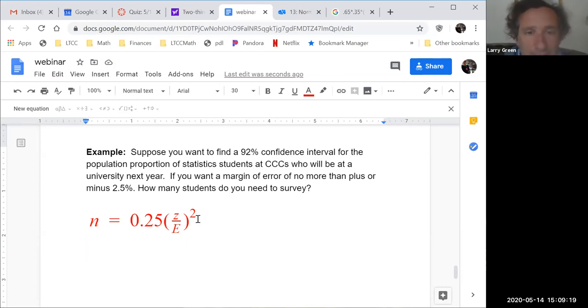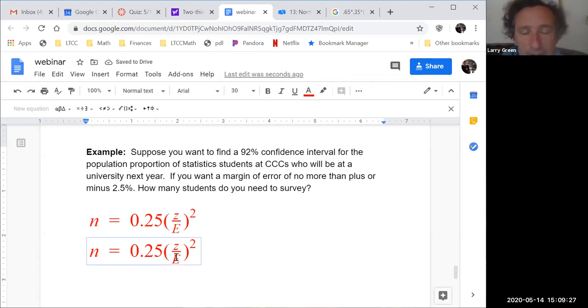So now what we can do is we can figure this out. So we have to plug in again. What's E in this case? And I purposely gave this one because a lot of people have trouble with this. Yeah, it's 0.025. It's not 0.25, it's 0.025 because you moved the decimal over twice. And let's see if you can get Z. We want a 92% confidence interval. Let's see if you can get Z. You did it before, so I'm hoping you can do it again.